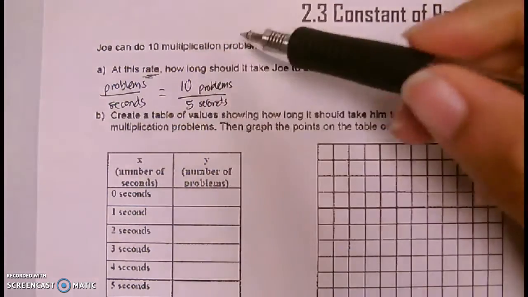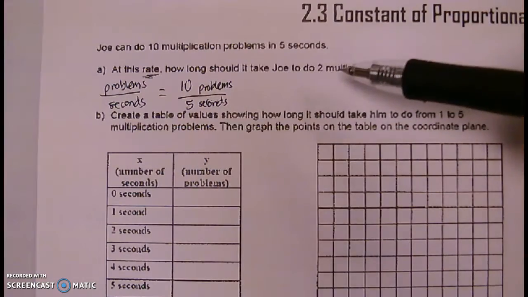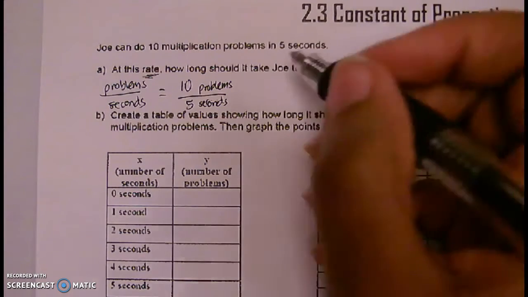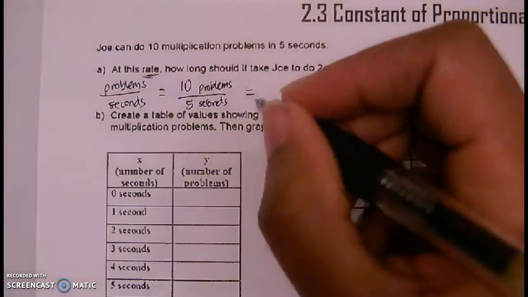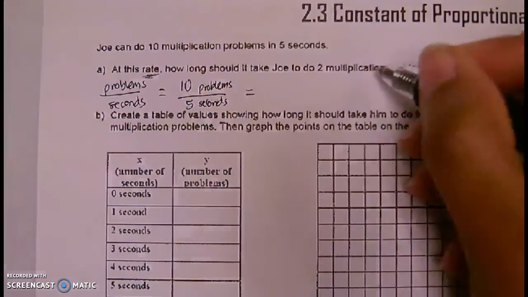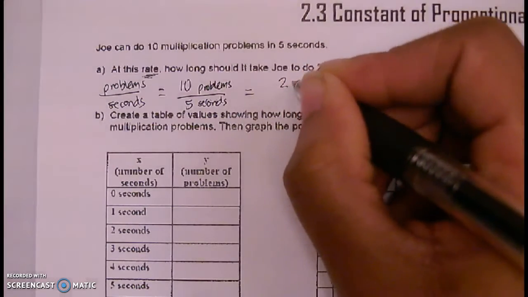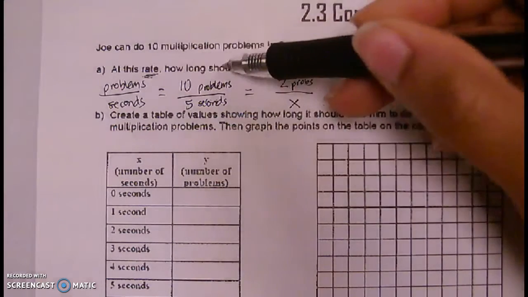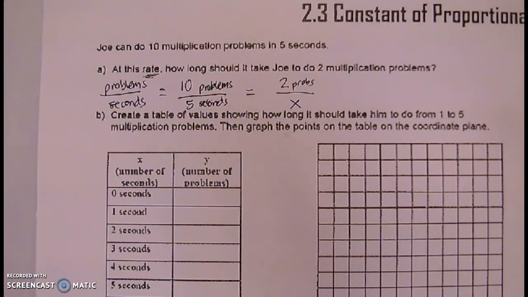The question says, at this rate, how long should it take Joe to do 2 multiplication problems? So we're going to set up the rate. 10 over 5 equals 2 problems over x, because we don't know how long yet. I want you to go to the side and solve this rate. When you're finished, come back and we'll move on.